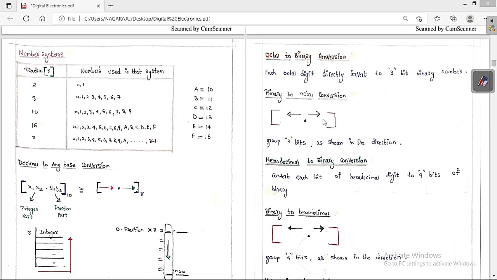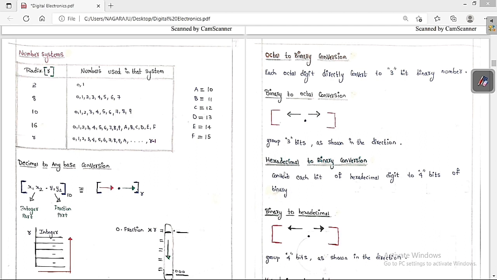That grouping of 3 bits gives you an octal number. This is called a binary to octal conversion. So group 3 bits in the direction which is shown and convert to the corresponding octal number. Whatever number we get is the octal representation. So this is the way that we do the binary to octal conversion.